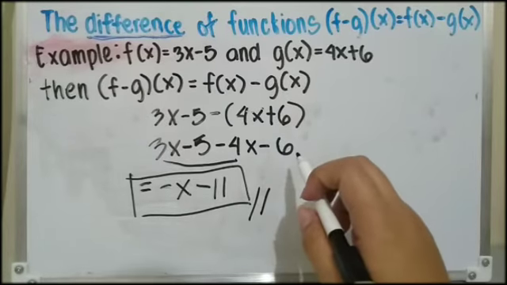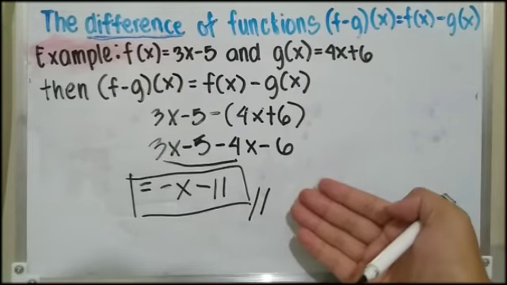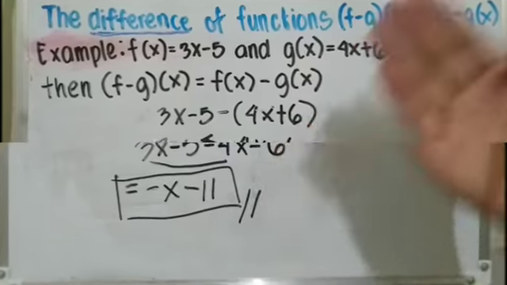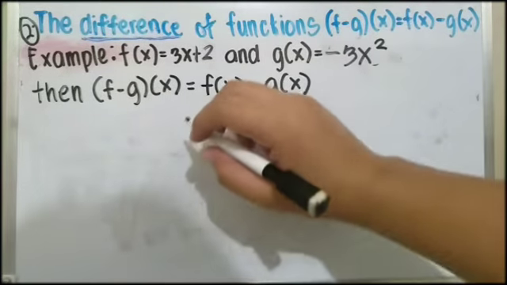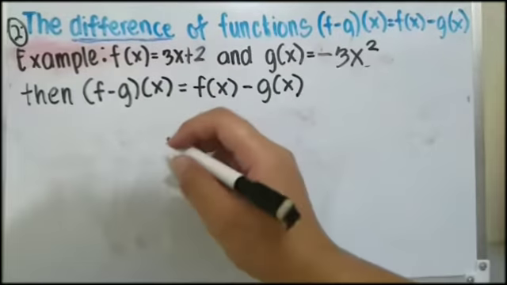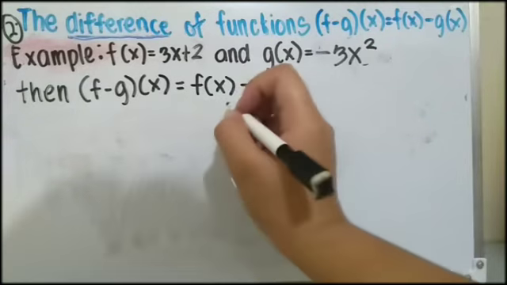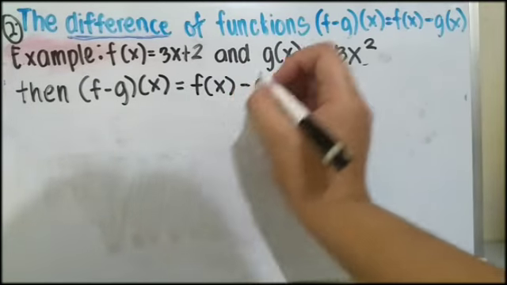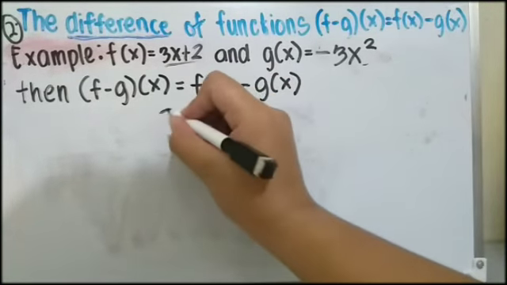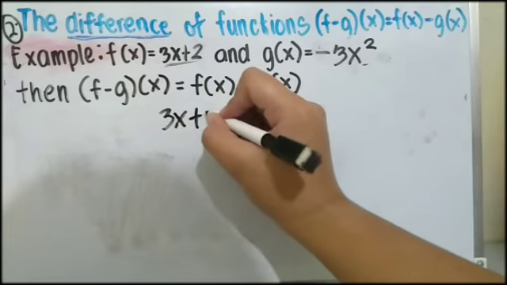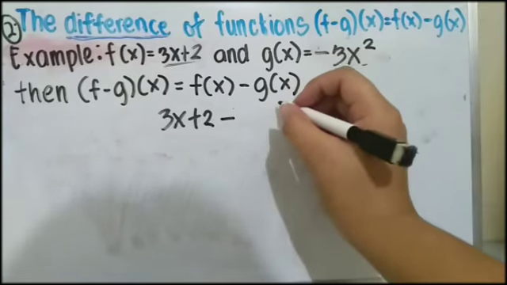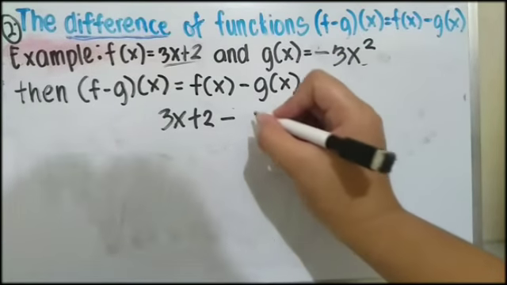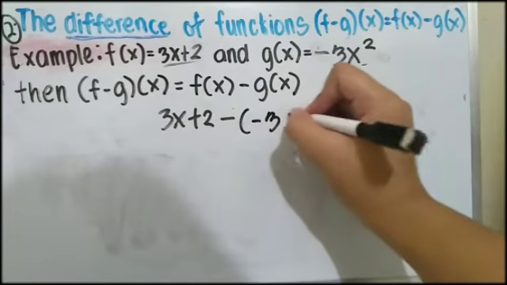So it's easy. If you get confused, you can watch again. So for example number 2, let's say the value of f(x) is equal to 3x plus 2, minus the value of g(x), which is negative 3x.